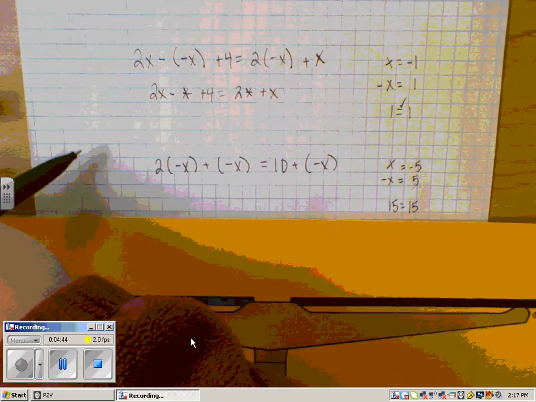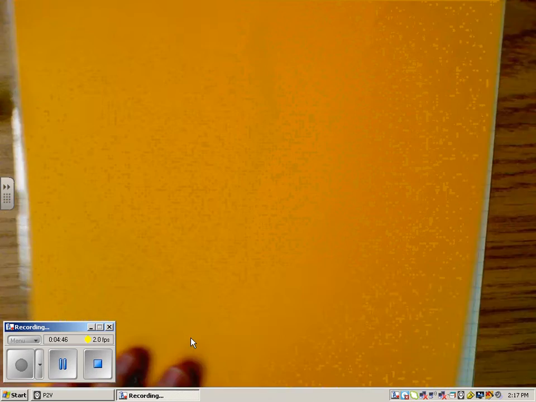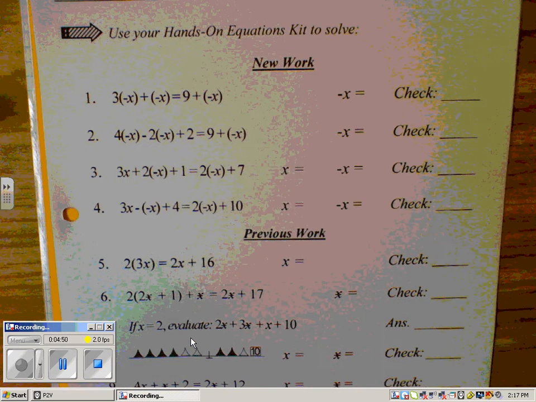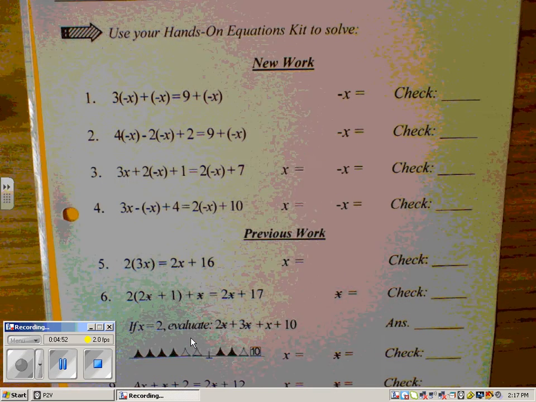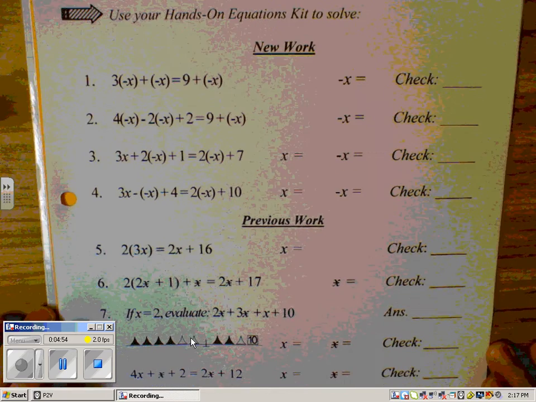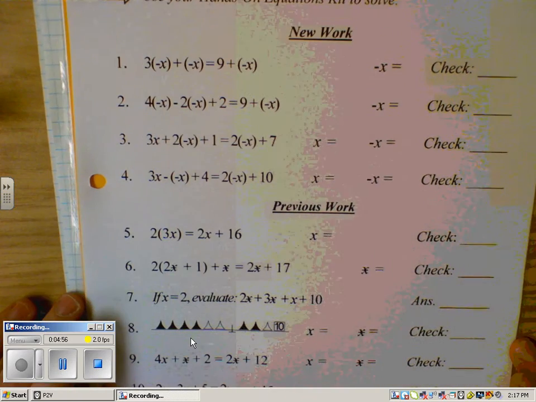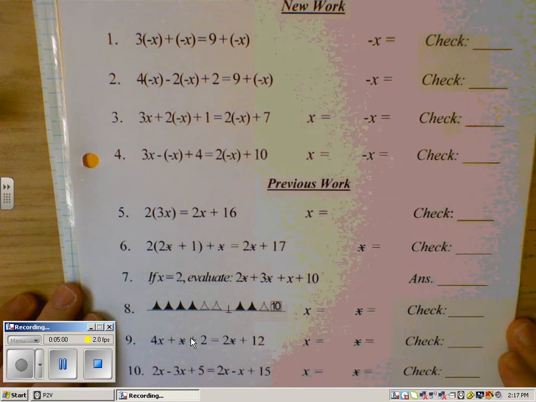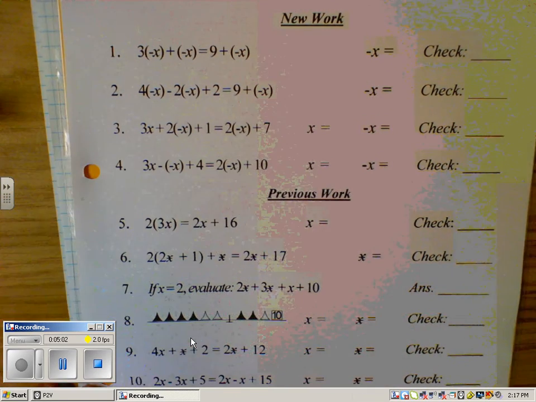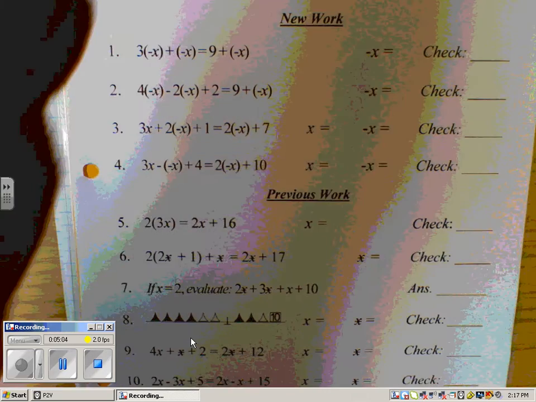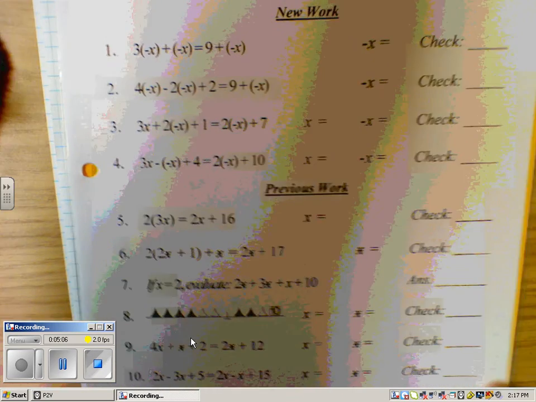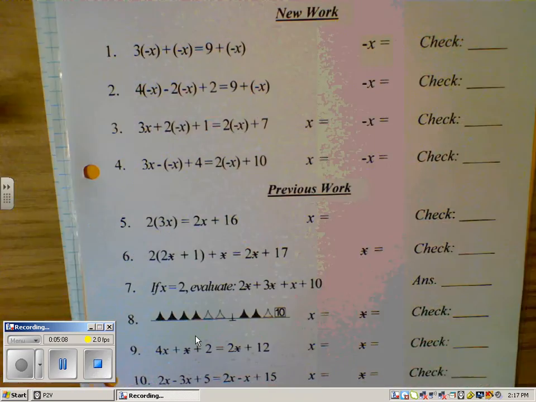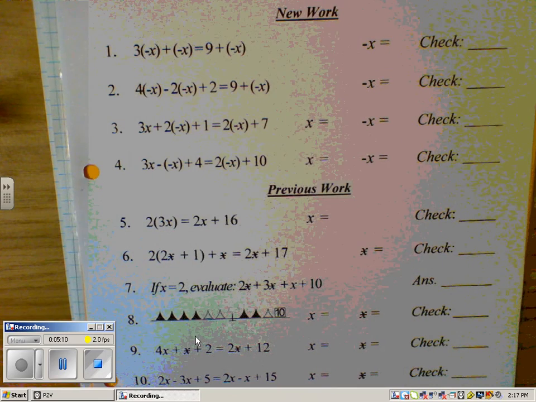Now, the practice problems for this lesson, for some reason, did not get loaded correctly onto the Shutterfly page. So if you just want to pause the video, you can do all of these equations on a separate sheet of paper. Go ahead and pause it and practice with all of these equations. If you have any questions, make sure you ask me.